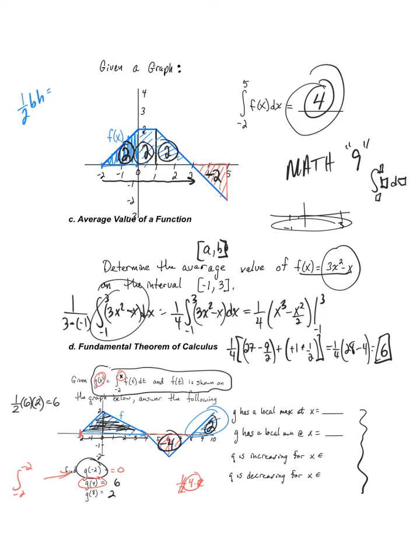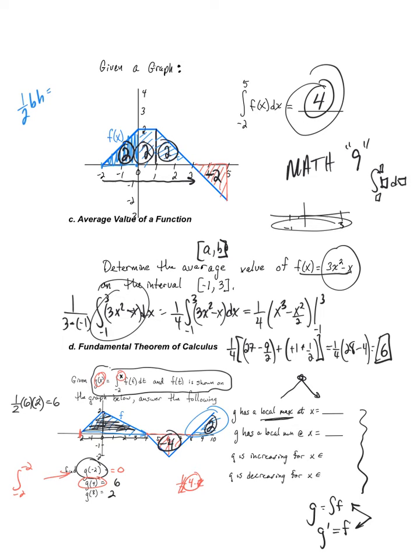So because g is the integral of f, what we learned this year is that means that the derivative of g is f. So if g is the antiderivative of f, the derivative of g is f. That's our relationship. These things kind of mean the same thing. So when we're looking for a local max, we need a place where the derivative of g goes from positive to negative, and that's going to give us a max sitting at the top of a hill.